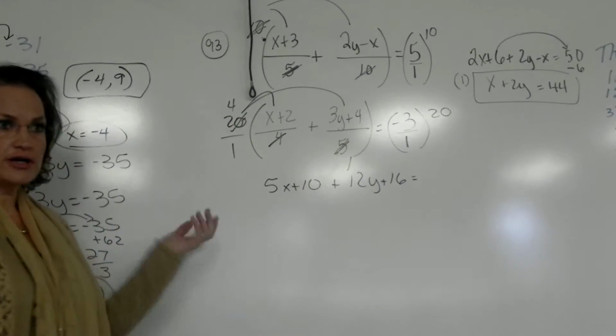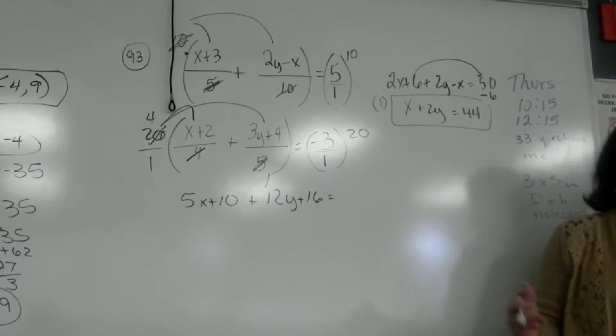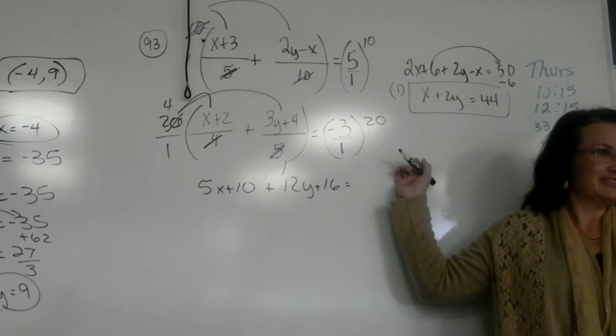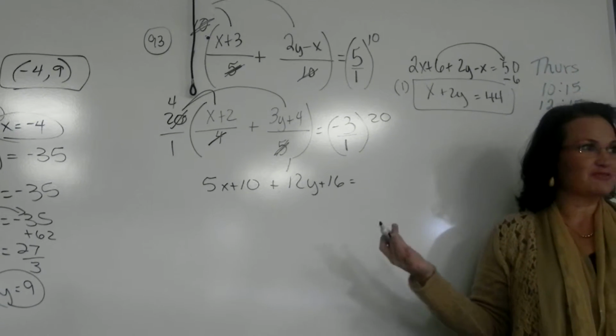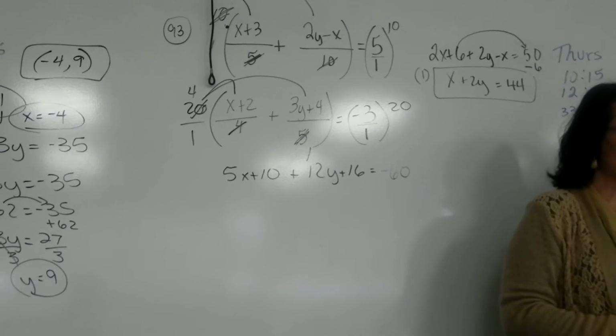So the fractions are gone. And then on this side, 20 has to be on both sides to keep the balance. Even though it doesn't seem like it needs it, you still have to do it to keep the principle of the balance. So 20 times negative 3, negative 60. All right, so questions to that point.